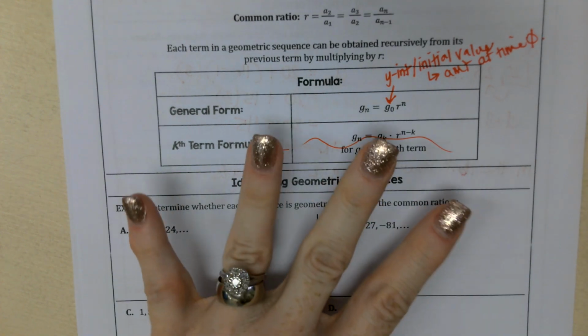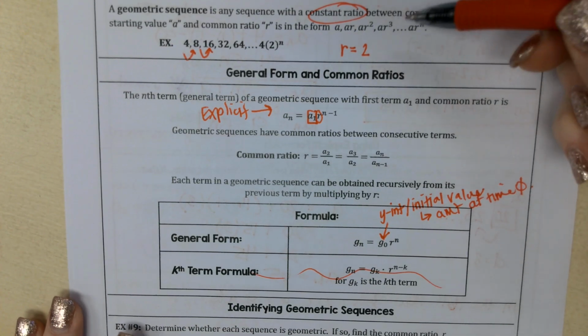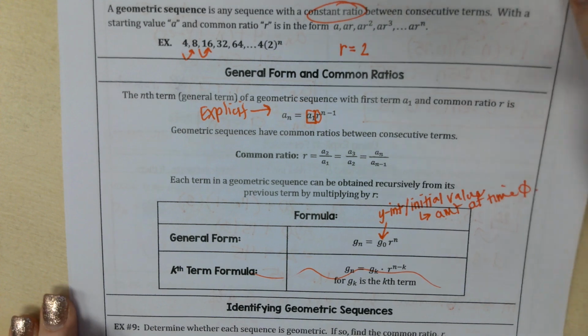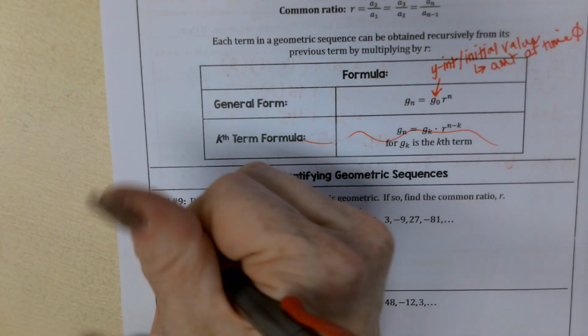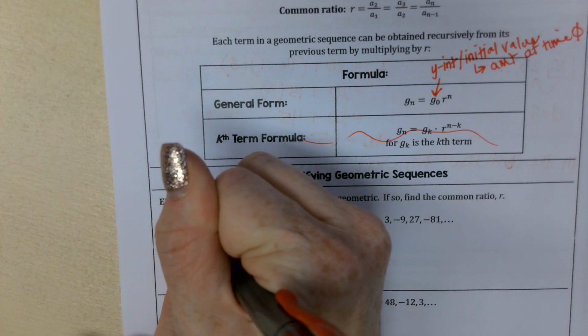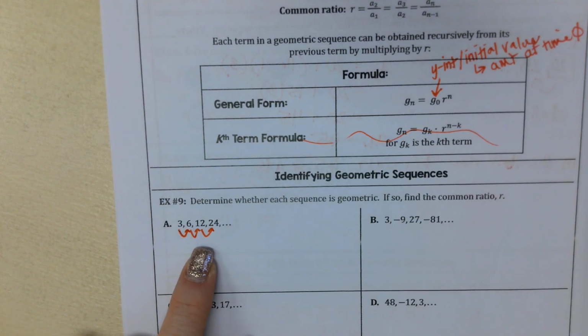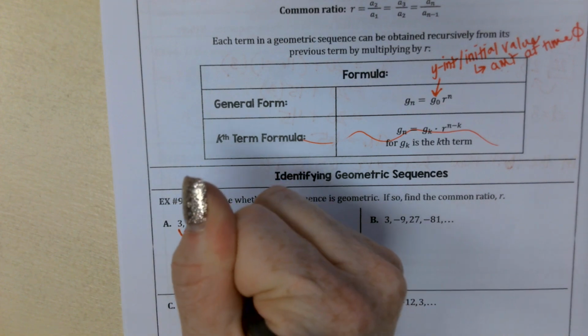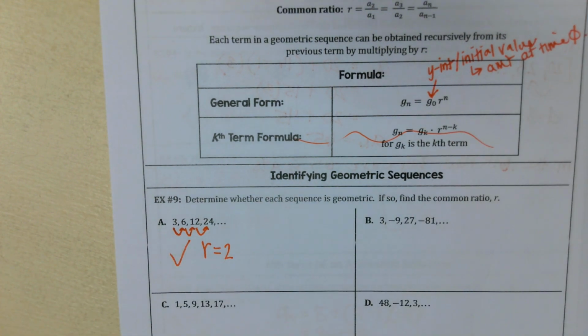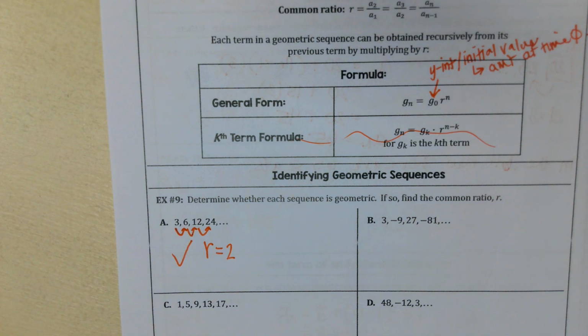All right, for these examples, I'm going to use my explicit formula up here, okay? It says determine whether each sequence is geometric, and if so, find the common ratio. Am I multiplying by the same thing over and over again here? Yes. What am I multiplying by every time? 2. So a check mark, and my common ratio is 2.